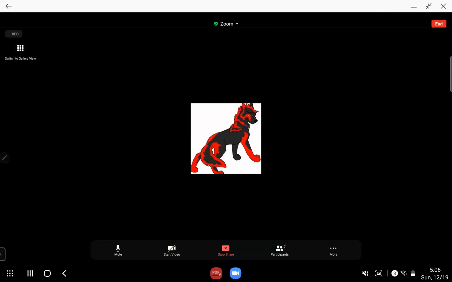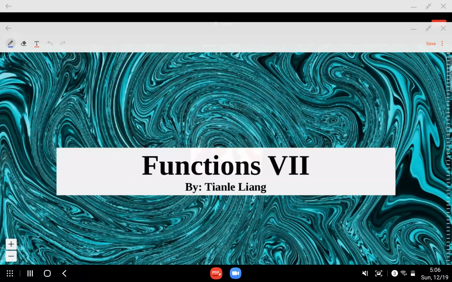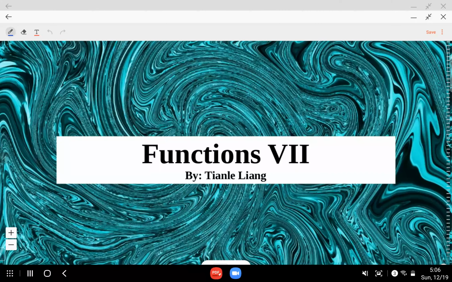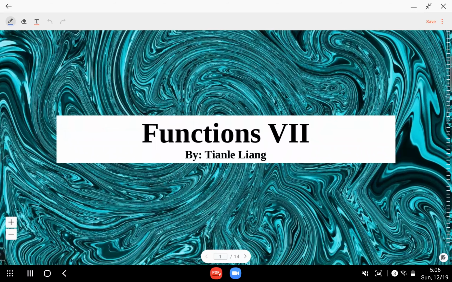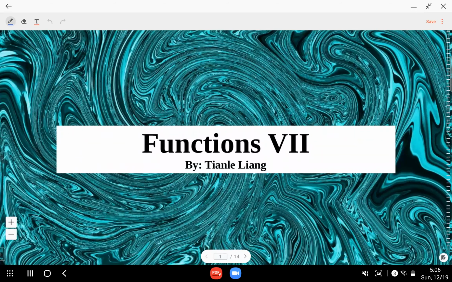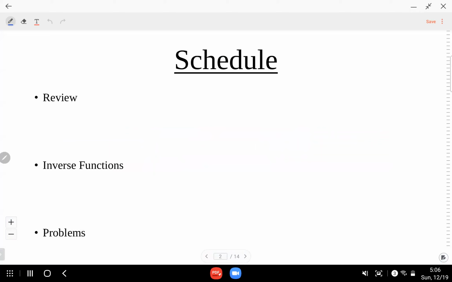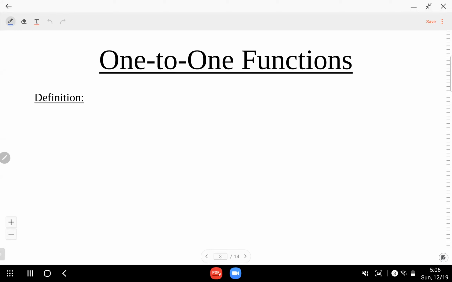So today will be our 7th class on functions. So let's review our schedule. First, we're going to do a review of last class, which was one-to-one functions, and then we're going to learn a little bit about inverse functions, and then we're going to tackle some problems later. So let's review the definition of a one-to-one function.